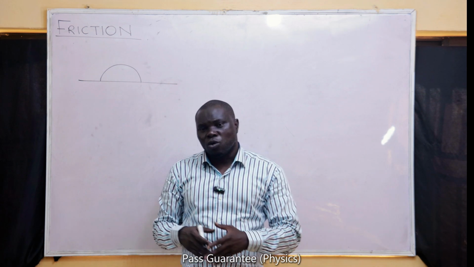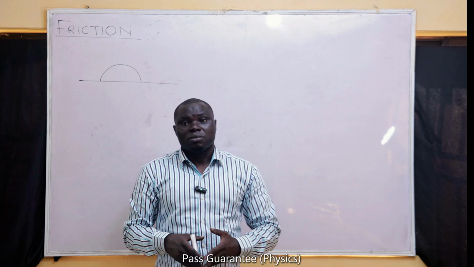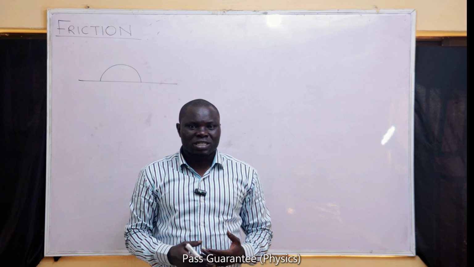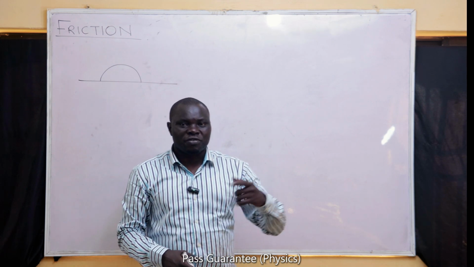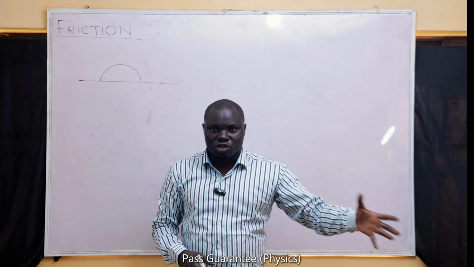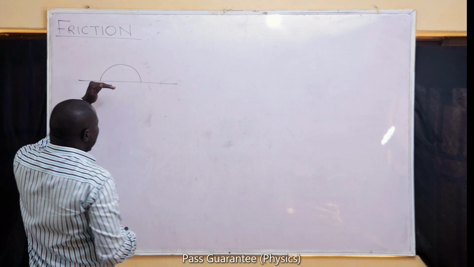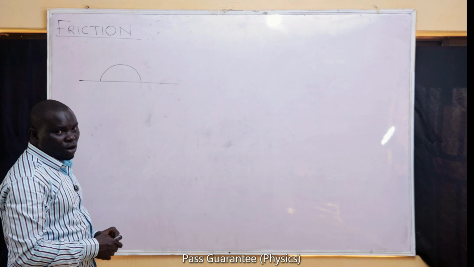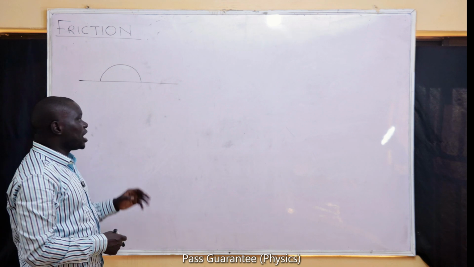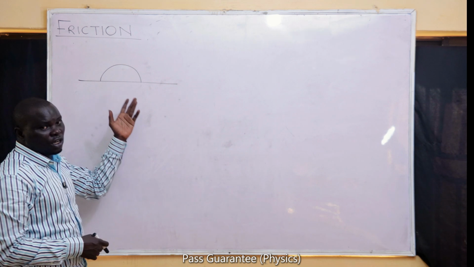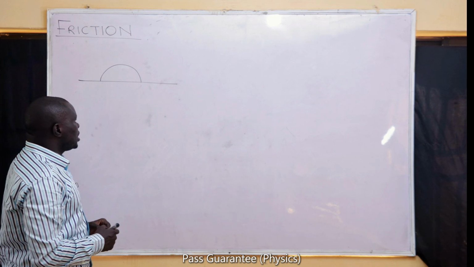So friction is the only type of force that does not create motion. Instead, it does the opposite. It prevents motion, or it tends to destroy motion. So friction is a force. It acts between two surfaces in contact, and it prevents the relative motion of one surface over another. Please get that one.